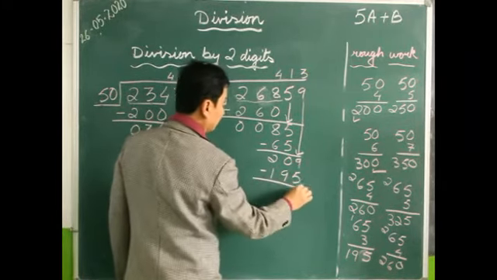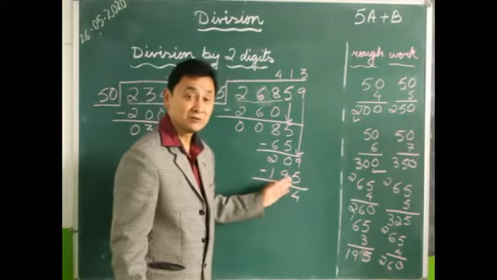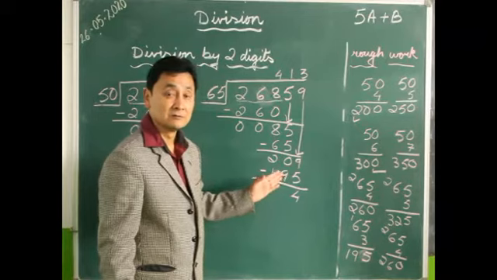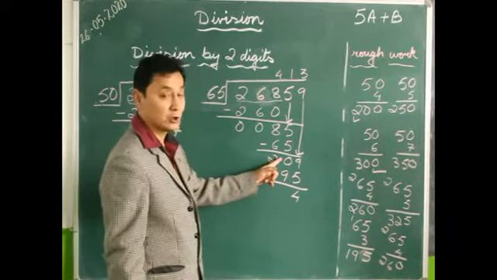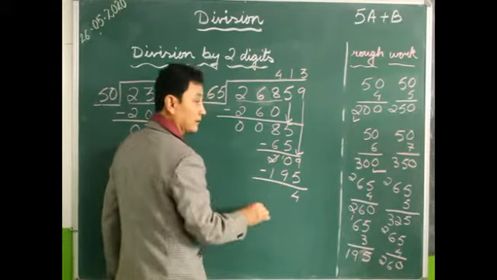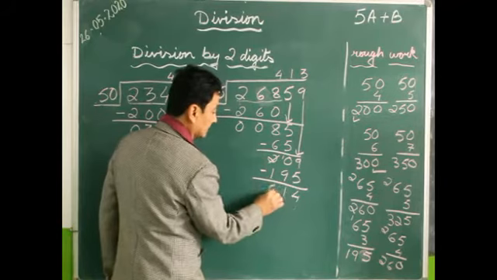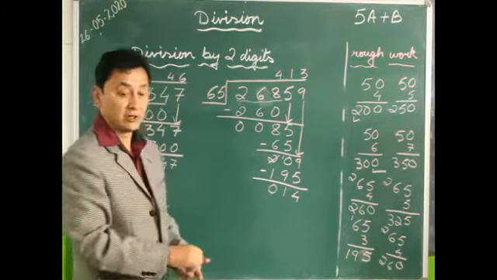195. 9 minus 5, 4. 0 minus 9. What should we do? Borrow, because the top number is smaller. So borrow from here. Do not forget to borrow when the top number is smaller. 10 minus 9, 1 and 0. So this is how you do it.